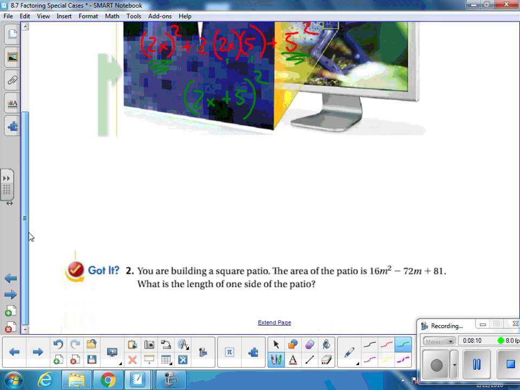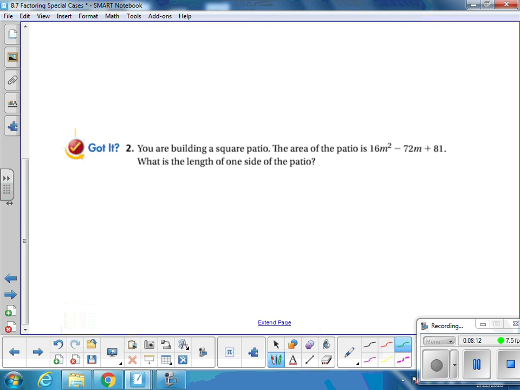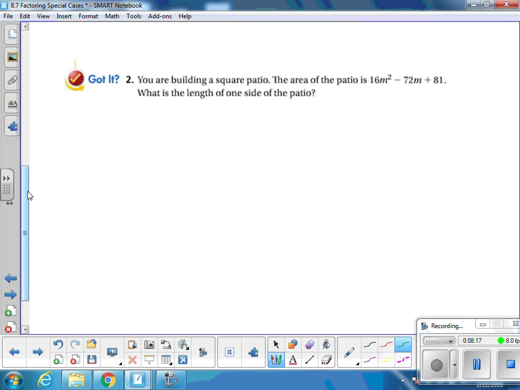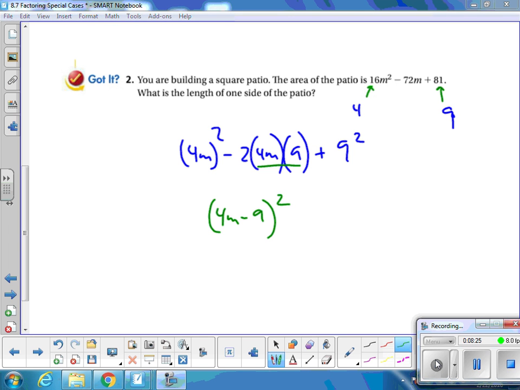Oh, look at here. I got one for you to try. How exciting. Go ahead and press pause, and you try it out. You're building the square patio. The area of the length is this. And check out the 16 and the 81. See if we're working with a perfect square here. All right, when I play this out, I can see 4m minus 9 squared. But the question is, what is the length of one of the sides? One of the length of the sides is 4m minus 9.